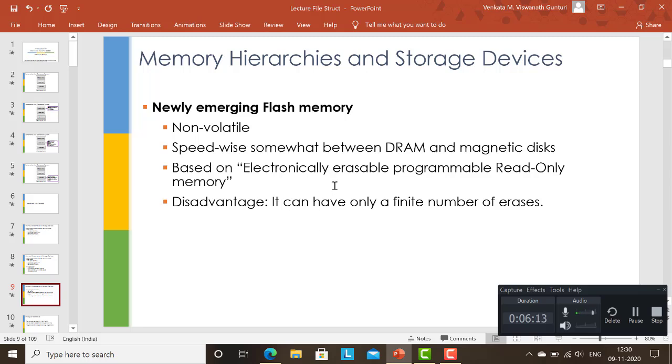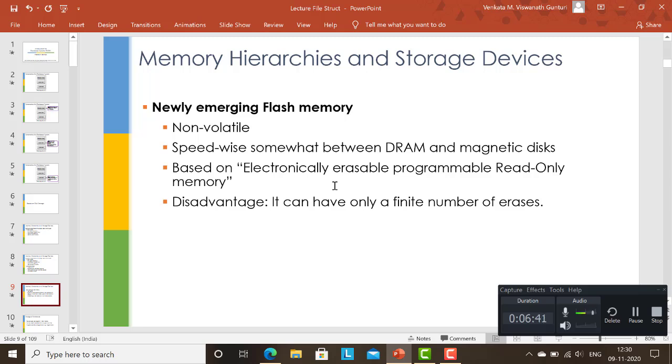So one is that flash memory is a bit expensive. Even when you are purchasing your laptops, if you opt for something called an SSD, that is the flash memory hard drive, it is usually more expensive than your typical HDD, which is your magnetic disk drive. So flash memory is fast, but it is expensive.